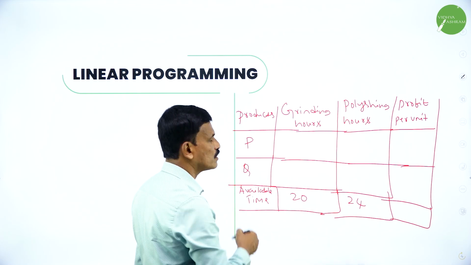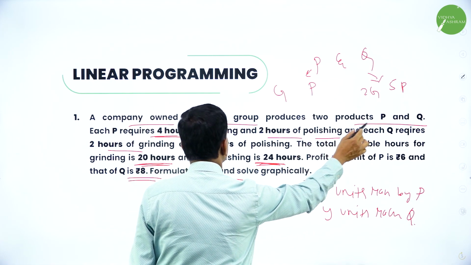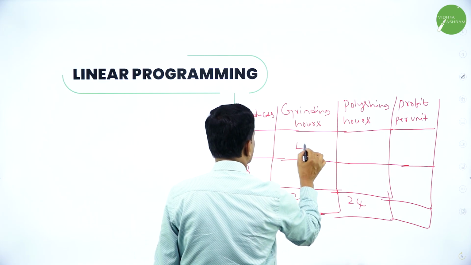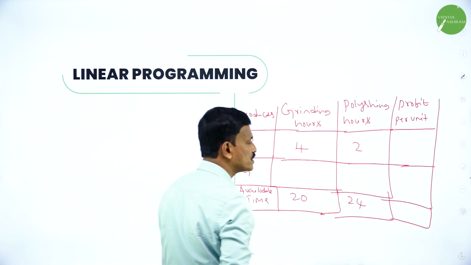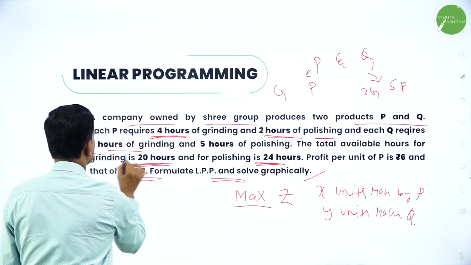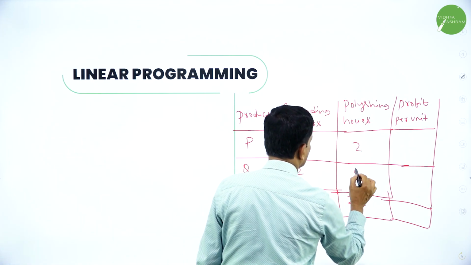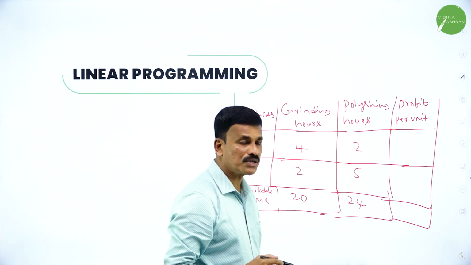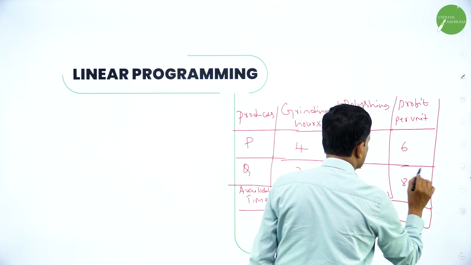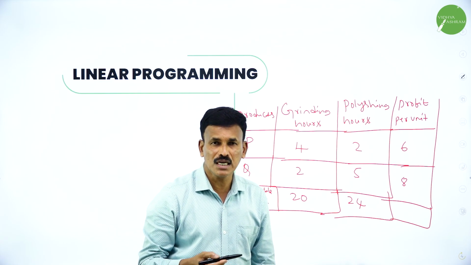So the products are P and Q. P requires 4 hours of grinding and 2 hours of polishing. Similarly, Q requires 2 hours of grinding and 5 hours of polishing. The profit per unit for P is ₹6 and for Q it is ₹8. That's it. Now using this table, form an LPP model.